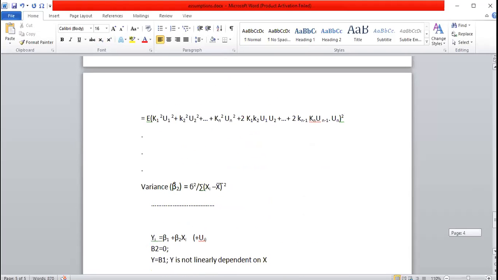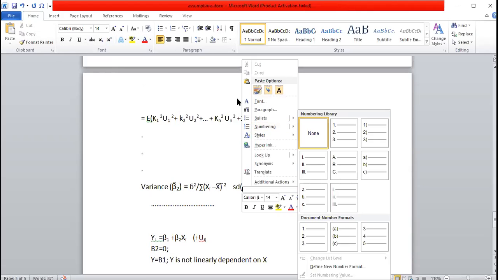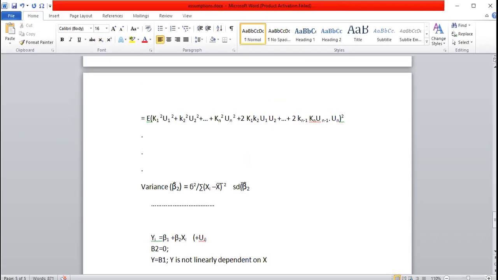Then we go back, and we have found that variance of beta 2 hat equals sigma squared divided by summation of xi minus x bar whole squared. So what would the standard deviation be? Sigma divided by summation of xi minus x bar, just the square root of this. How do you write square root?